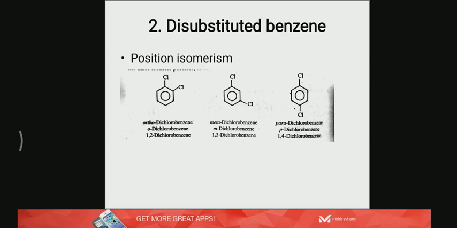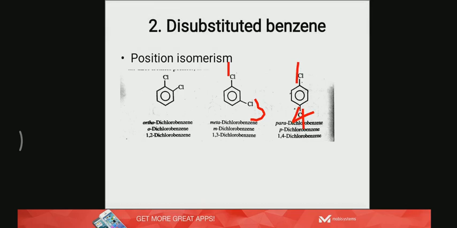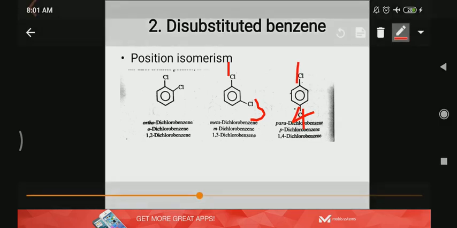So another name is ortho-dichlorobenzene, which is the trivial name. IUPAC strictly follows position in terms of number. So the IUPAC name is only 1,2-dichlorobenzene. The next position isomer is, we change the position to 1 and 3. This is 1 and this is 3. So 1,3-dichlorobenzene, or commonly called meta-dichlorobenzene. Then the next isomer is 1,4. The carbon atoms in the ring can be numbered 1 and 4. So 1,4-dichlorobenzene, or it is commonly called para-dichlorobenzene.